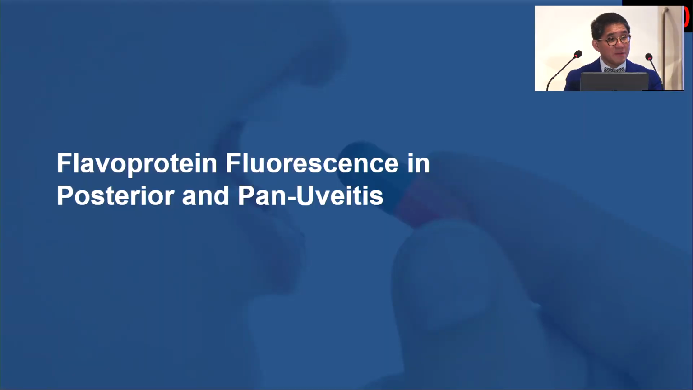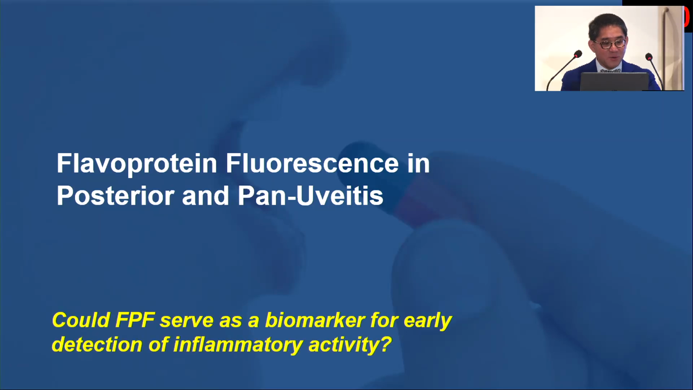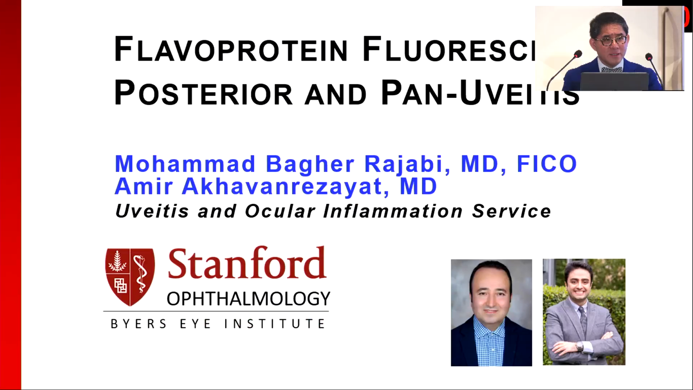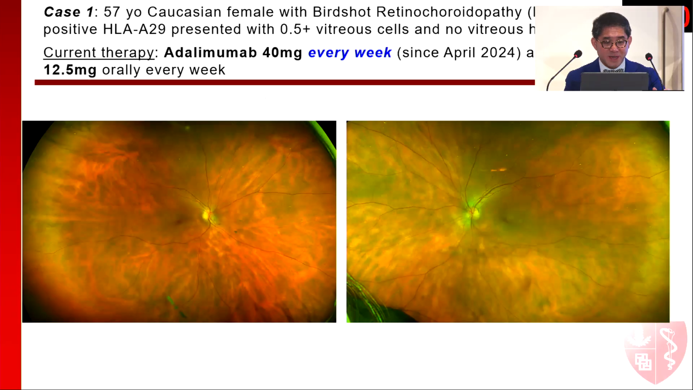So now what happens in uveitis? This is a field that many of us are very much attached to. Could FPF serve as a biomarker for early detection of inflammatory activity? We will show you 3 cases, and I'll see if I can explain this. This is the work done by 2 of our current fellows, Mohammed and Amir. Some of you in the audience may recognize Amir. This work was gathered by the team, because this is the first time this type of FPF was being used to monitor uveitic conditions.